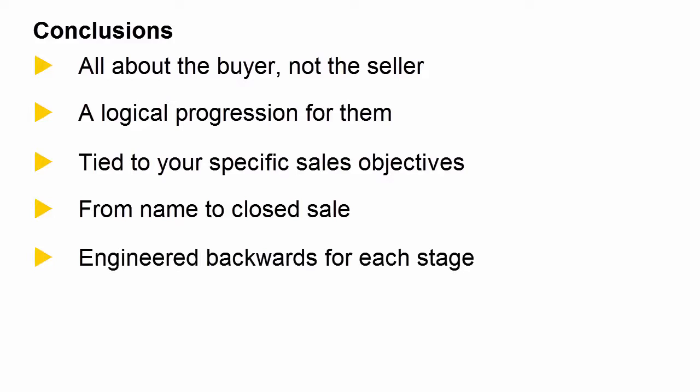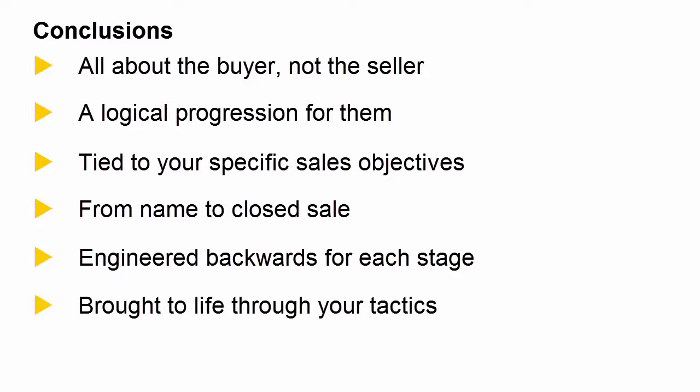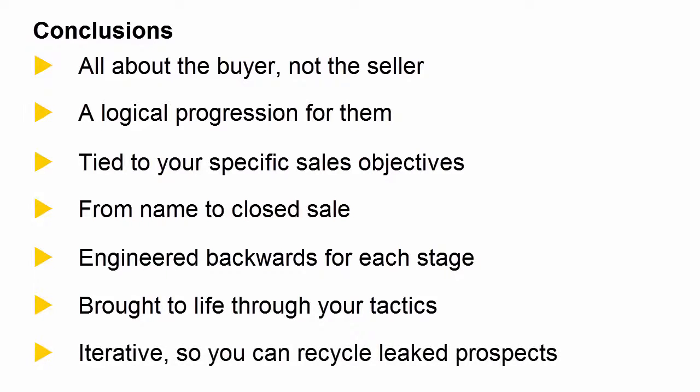Engineer it backwards. If you know how many sales you need at the end and you have an end-to-end funnel process, then you're going to be able to work out how many you need at each prior stage. Bring each stage to life through individual tactics that move a buyer from somewhere to somewhere in the required quantity. And finally, make it iterative so you can recycle leaked prospects.